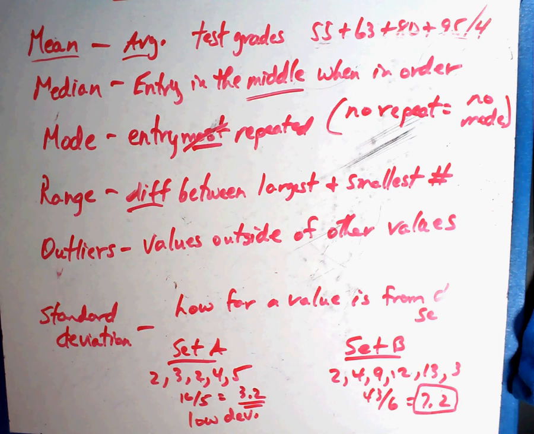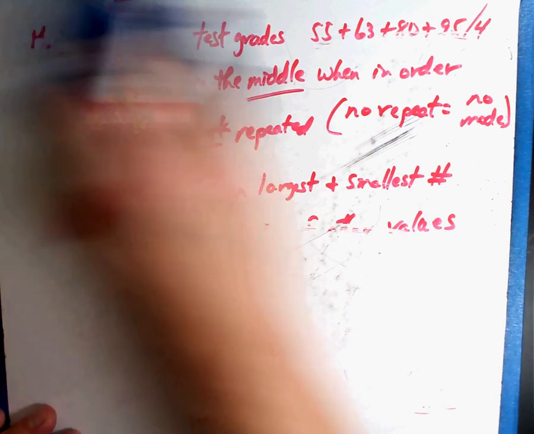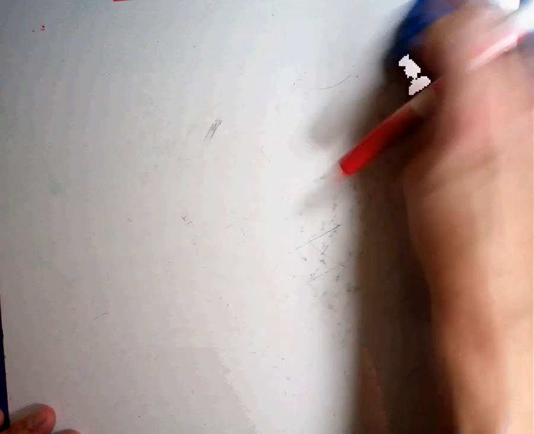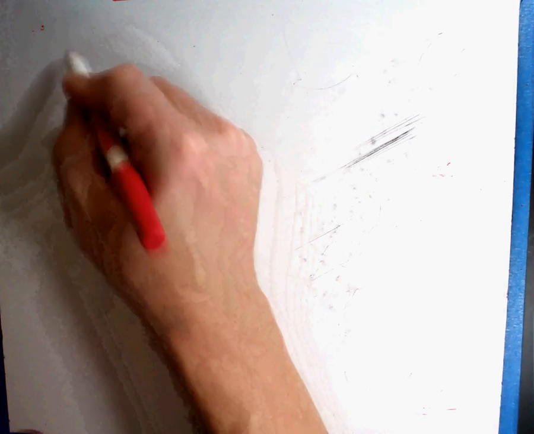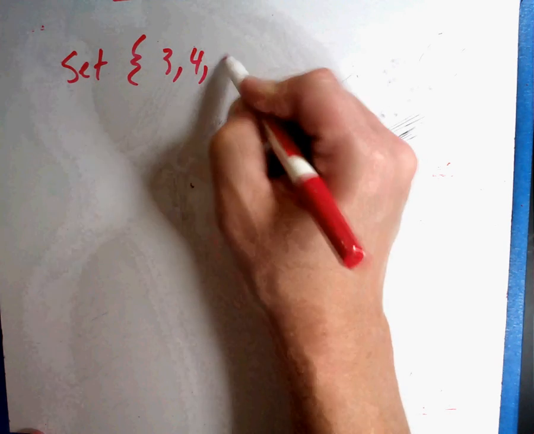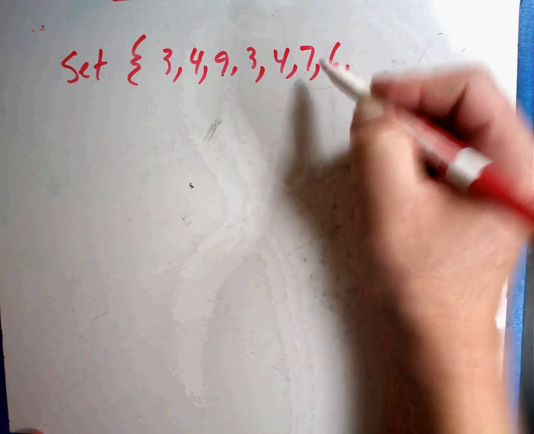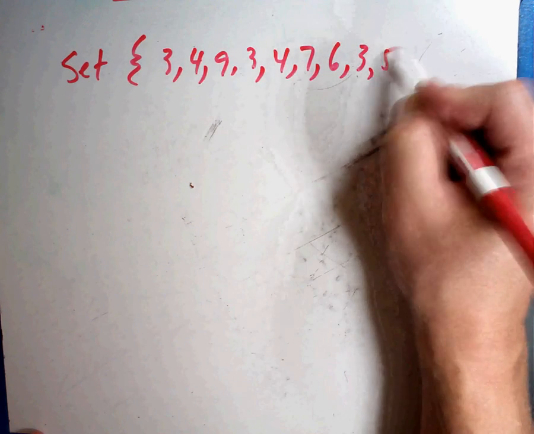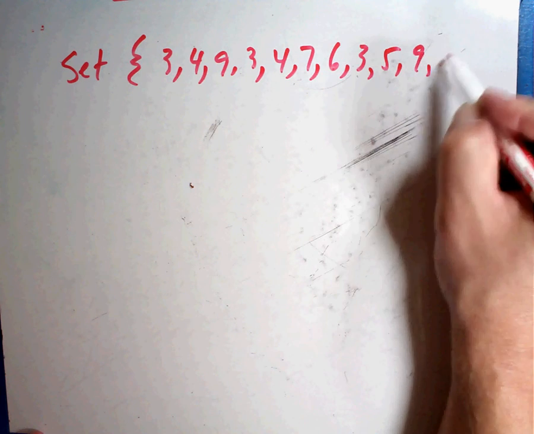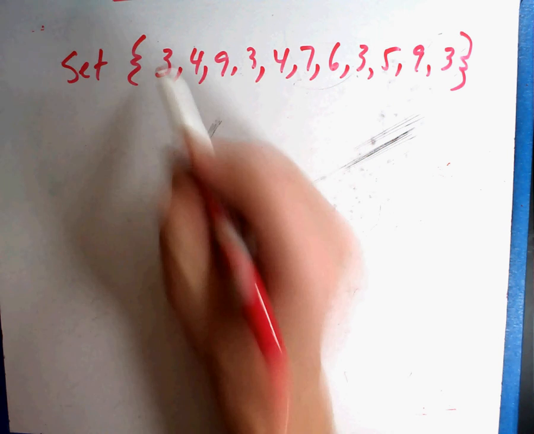All right? Now you have all your definitions. You're going to use your notes. I'm going to do an example here real quick, and then you can use those definitions with me to get the answers. So we're going to take a set of numbers: 3, 4, 9, 3, 4, 7, 6, 3, 5, 9, and 3. All right, give you a second to pause the video and catch up with me if you need to.